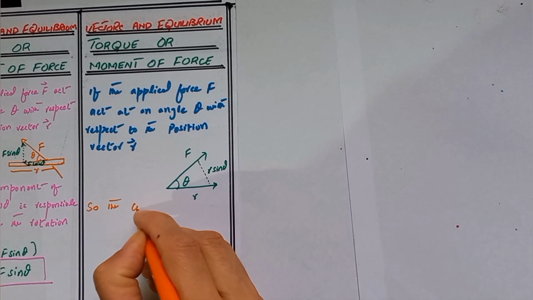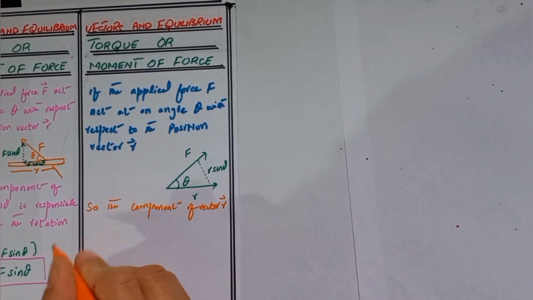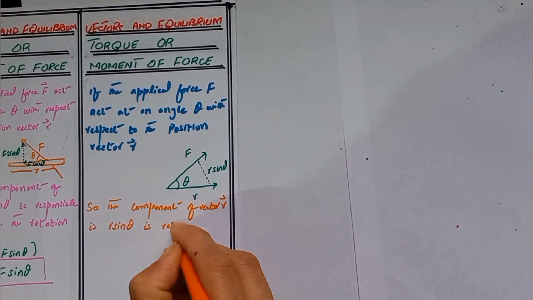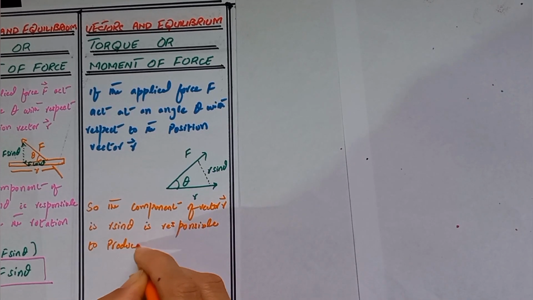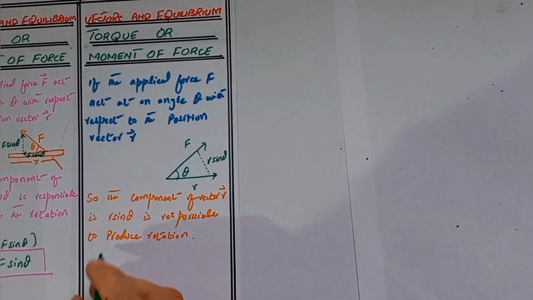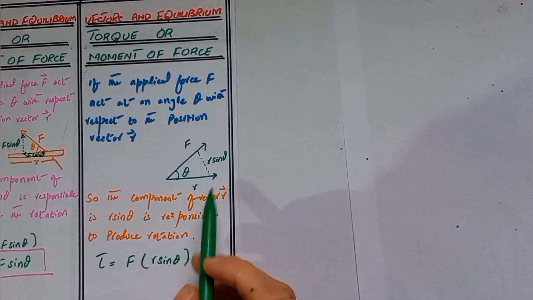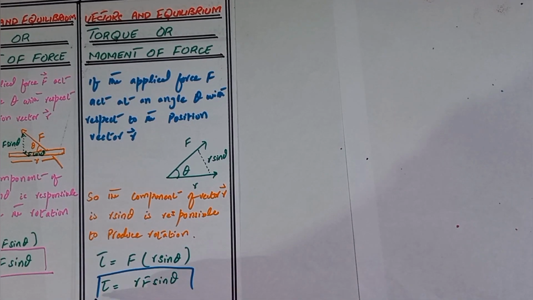So the component of vector r, r sin theta, is responsible to produce rotation. So the formula becomes: the magnitude of the force F and the component of position vector r, r sin theta, is responsible to produce the torque. So torque is equal to r F sin theta. So here we discuss another case to produce the torque.